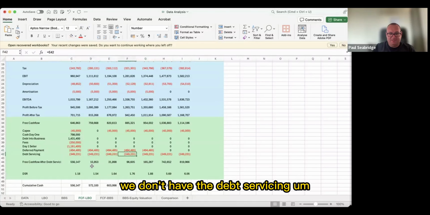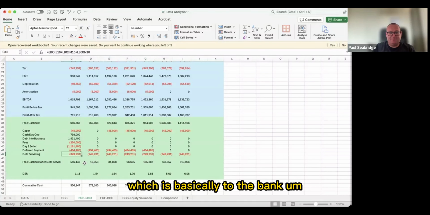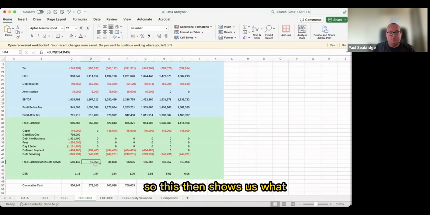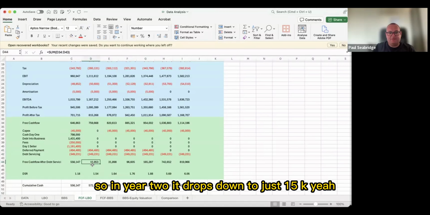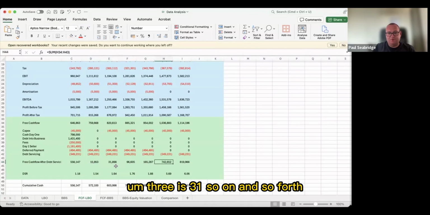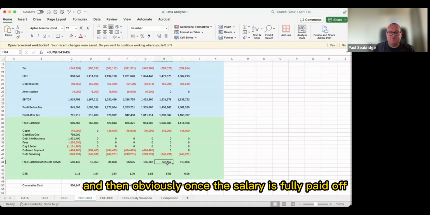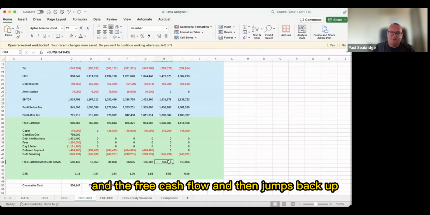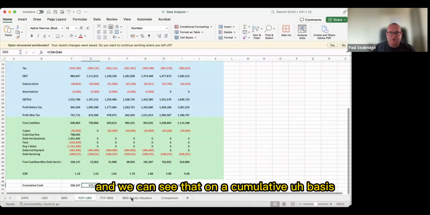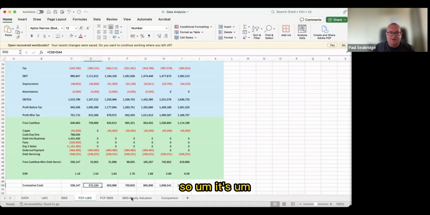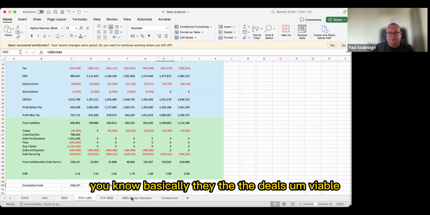We then have the debt servicing, which is basically to the bank. So this then shows us what the free cash flow is after all of that. So in year two, it drops down to just 15k. Year three is 31, so on and so forth. And then obviously once the seller is fully paid off, the free cash flow then jumps back up. And we can see that on a cumulative basis. So it's, basically, the deal's viable.